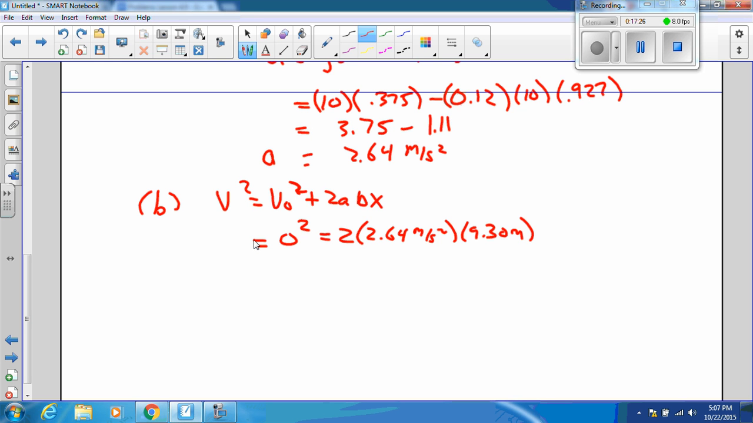And so punching the numbers in gives us that v squared is equal to 2 times 2.64 times 9.30 is 49.1 meters squared per second squared, and therefore v is equal to 7.01 meters per second.